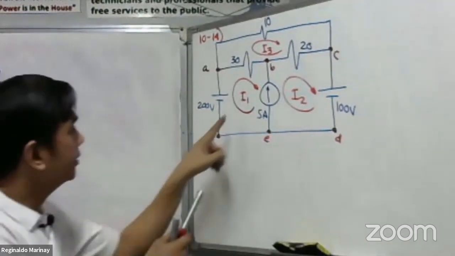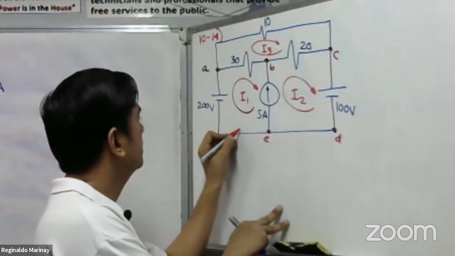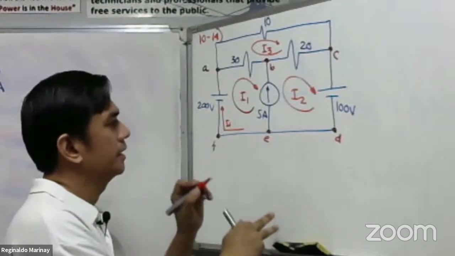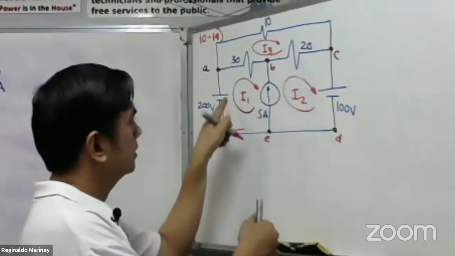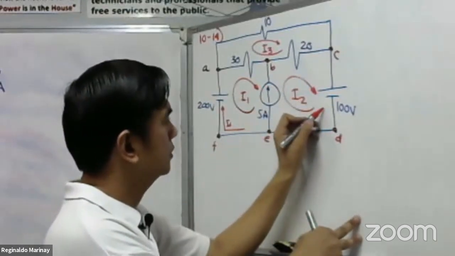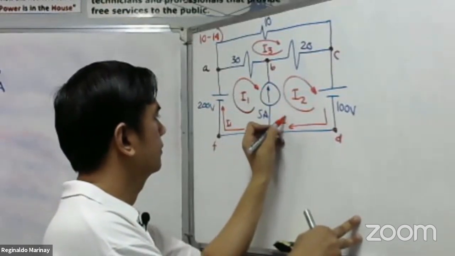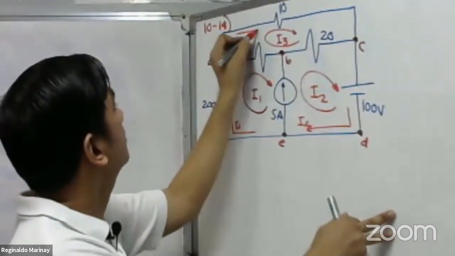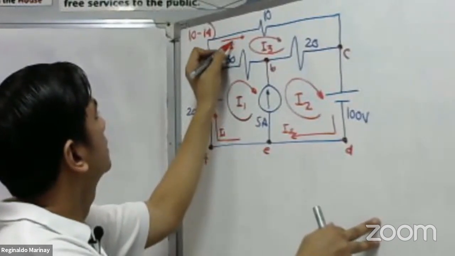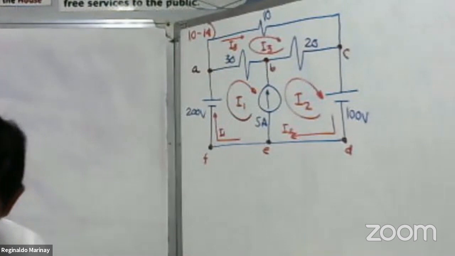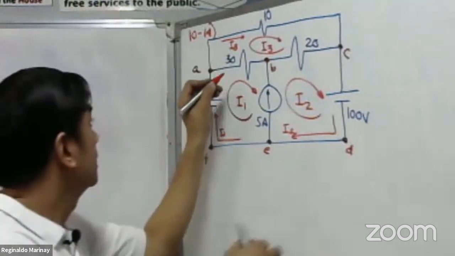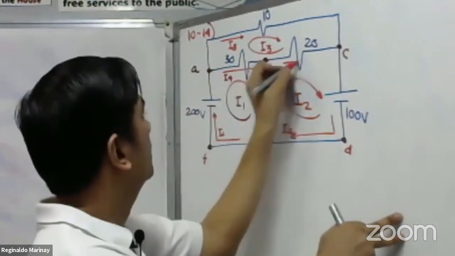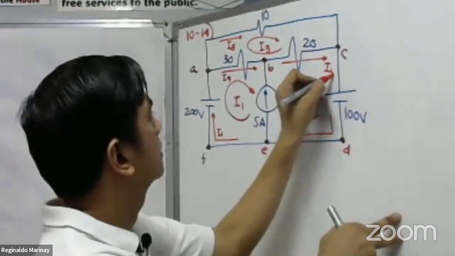Of course, our I1 here is the current flowing here, going to the 200 volt source. What about our I2? On a clockwise direction, this is our I sub 2. Then, this is our I sub 3. The circulating current is also this. By the way, what is our I sub 4? This is our I sub 4. This is our I sub 5.